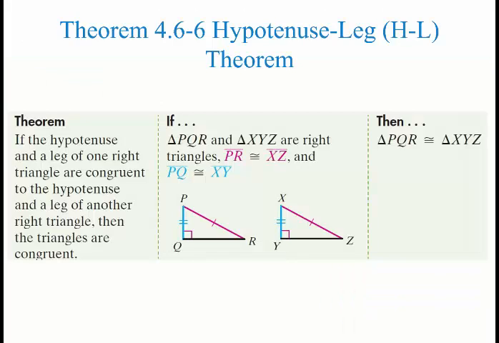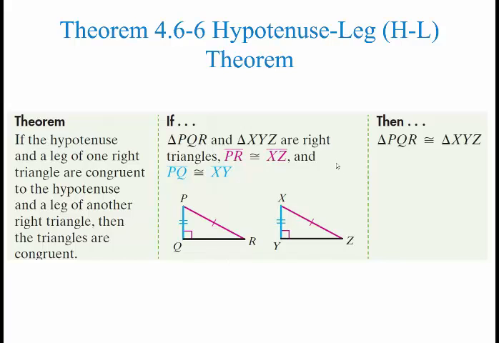All right, final theorem for today. Theorem 4.6-6. This is called the hypotenuse leg, or HL, theorem, and it goes like this. If the hypotenuse and leg of one right triangle are congruent to the hypotenuse and leg of another right triangle, then what we're saying here is the triangles are congruent.